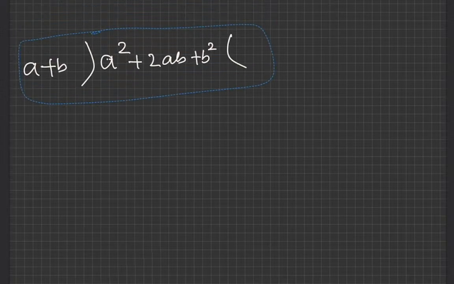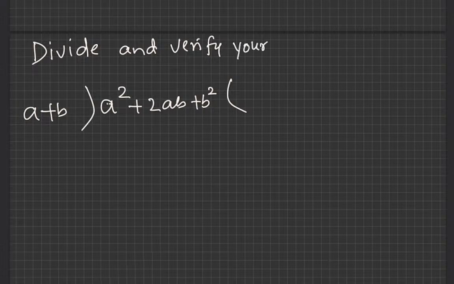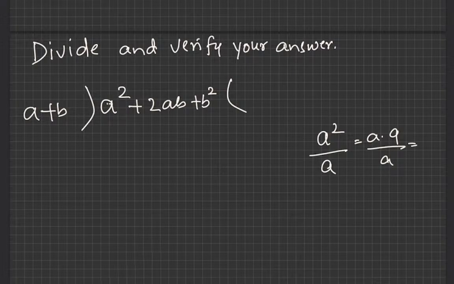Let's say, divide and verify your answer. So I have a squared as the first term of my dividend, and I have a. So it is equal to a times a by a, which gives me a, as a and a cancel. So the first term of my quotient is a.